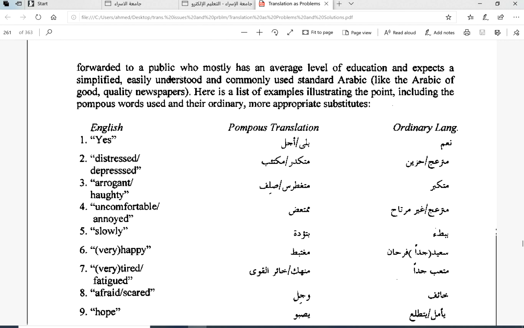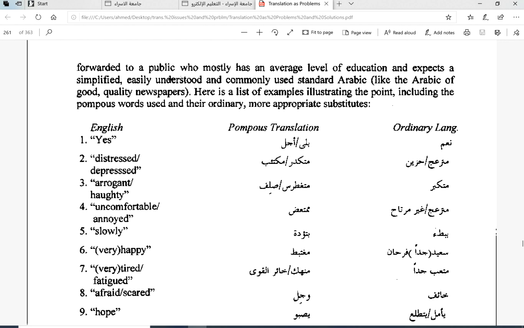Like yes, in Arabic, the ordinary is بس نعم. Pompous, a little bit مزينة أو منمقة, we say بلى أو أجل. Distressed, متكدر ومكتئب in pompous; the ordinary is منزعج أو حزين. Distressed and depressed. Arrogant or haughty, متغطرس مثلا in pompous, or متكبر in ordinary speech. Uncomfortable or annoyed, in ordinary speech means منزعج أو غير مرتاح. In pompous or beautified Arabic it could be ممتعض.